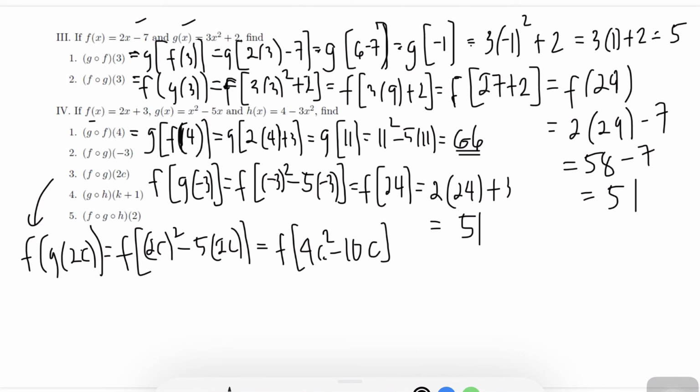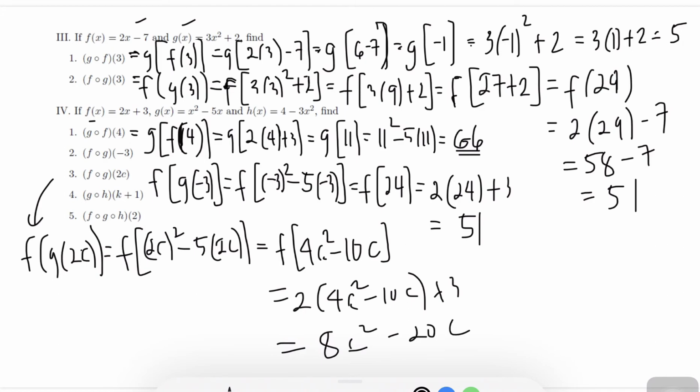So what is our f? 2x plus 3. So you have 2 times 4c squared minus 10c plus 3. This will become 8c squared minus 20c plus 3. So that is our final answer.